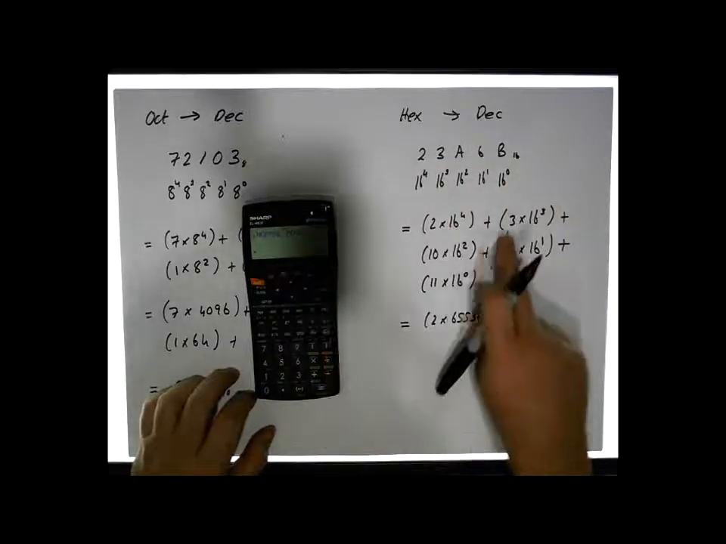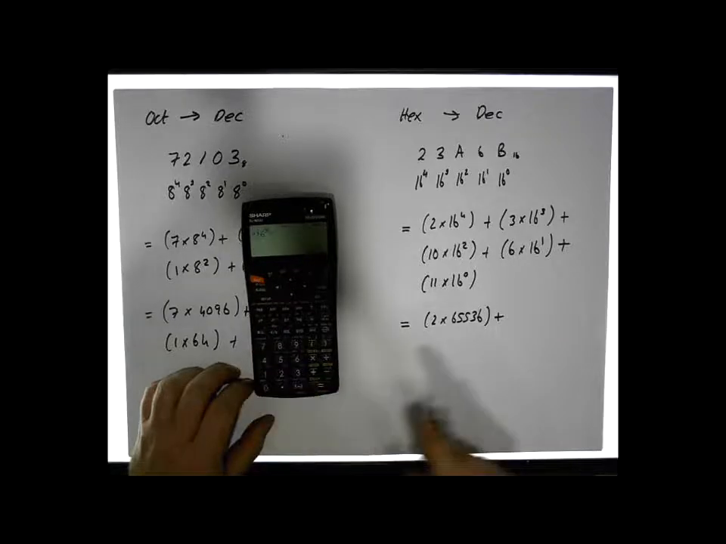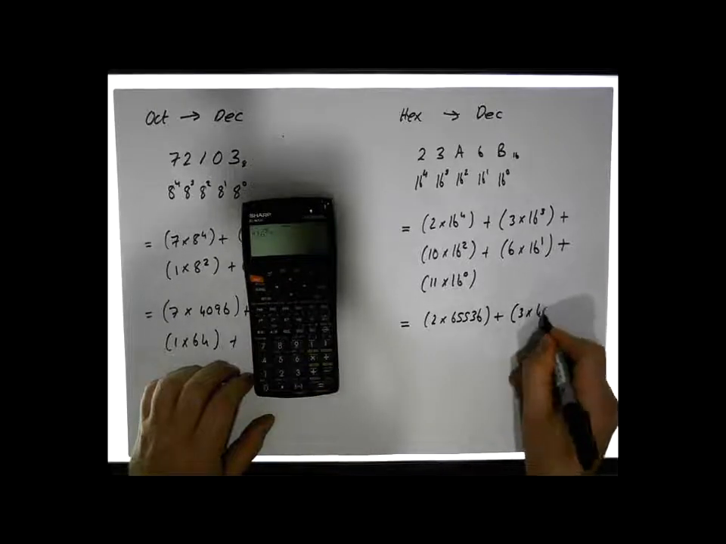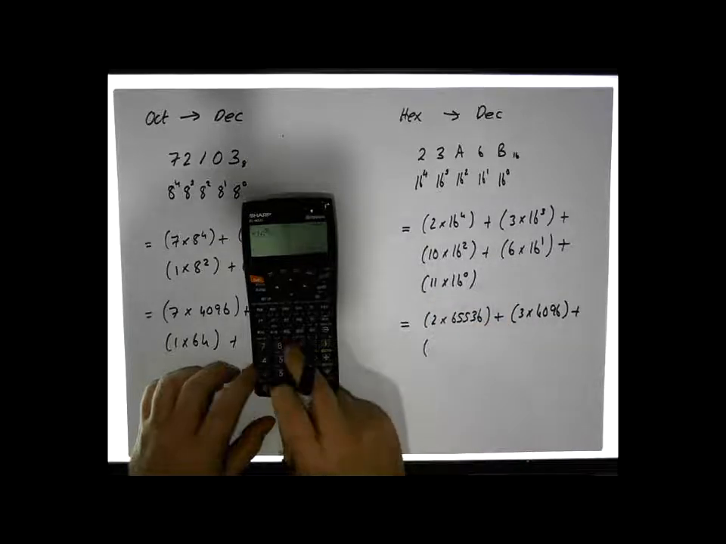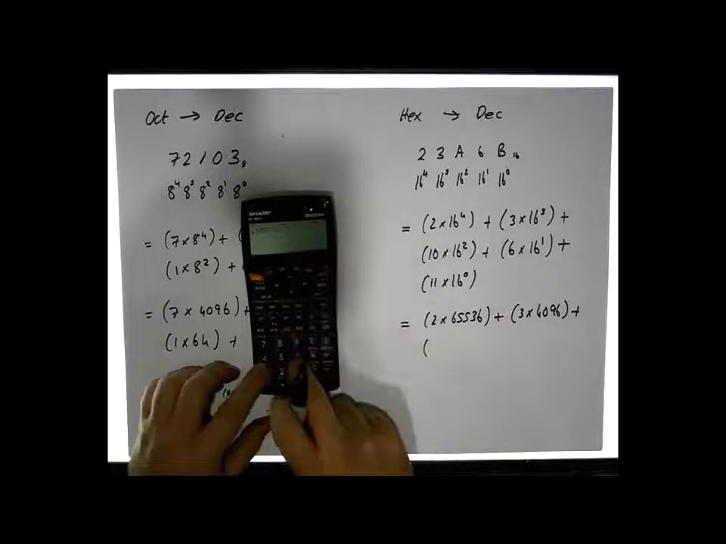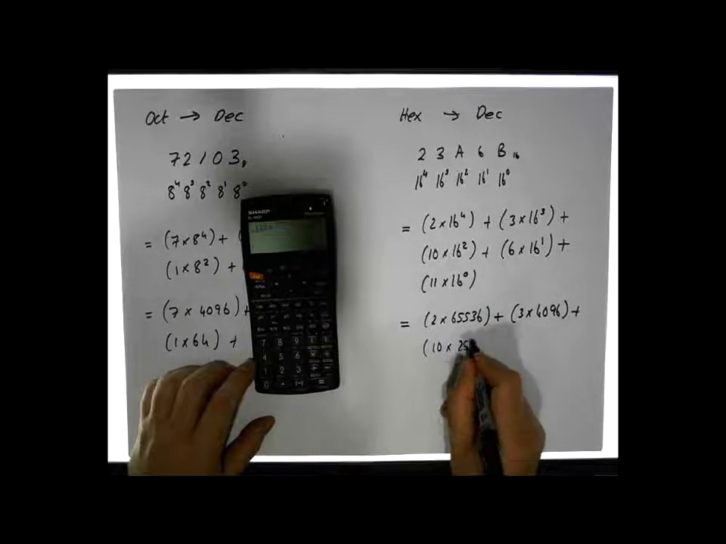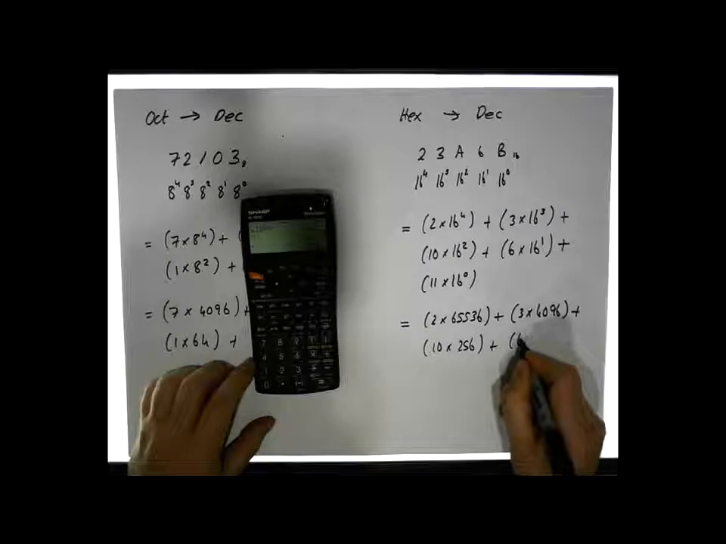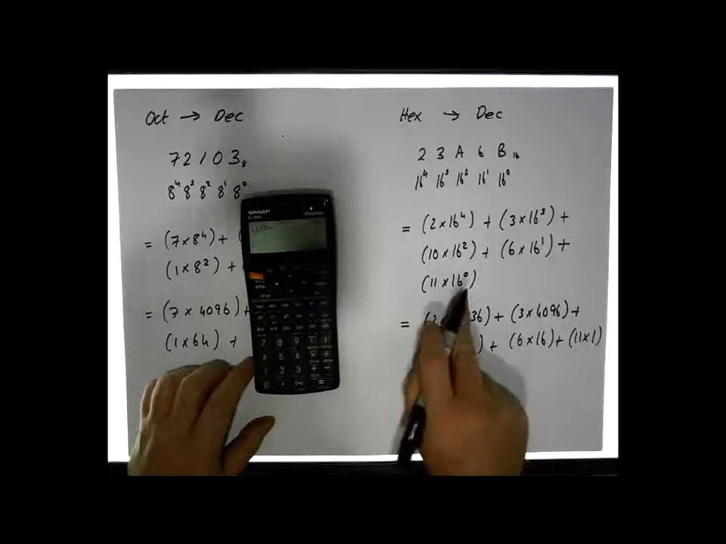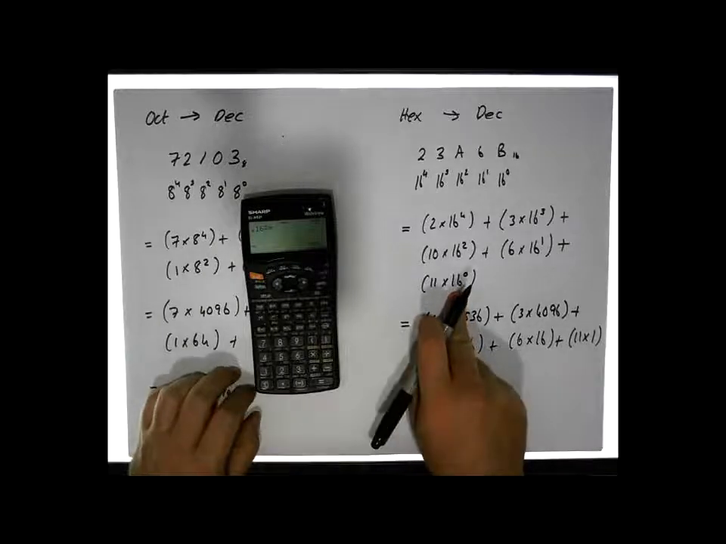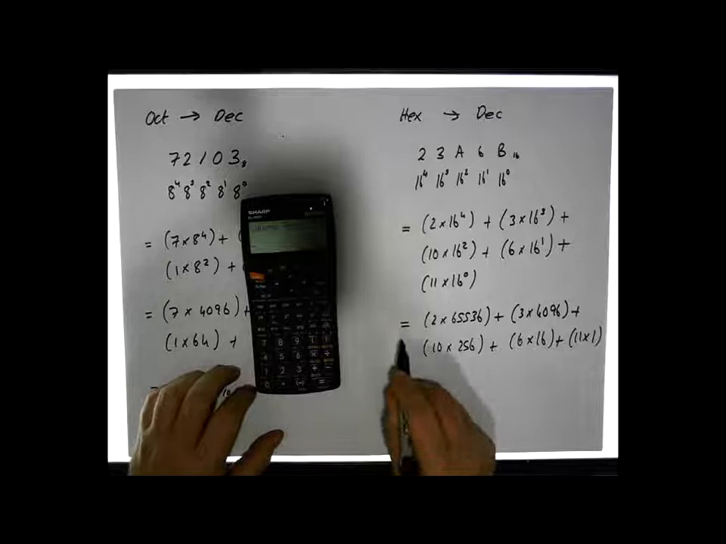Yeah. So now you can see there's 3 of these. So 16 cubed is equal to 3. So there's 3 times 4,096 plus there's 10 of these. So we have 16 squared is going to give us a value of 256. So there's 10 256s plus there's 6 16s plus there's 11 ones because 16 to the 0 is equal to 1.